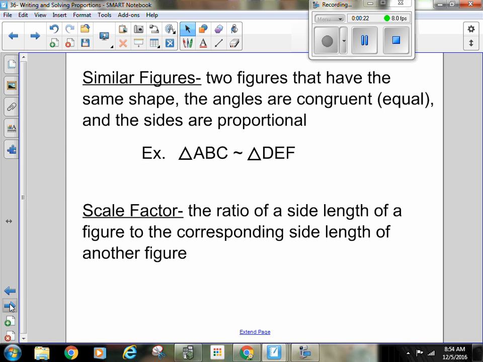We write it in this way: triangle ABC is similar to triangle DEF. So this means similar to. And then we use scale factor, which is a ratio of a side length of a figure to the corresponding side length of another figure. And so we'll talk about that a little bit later. We use scale factor with similar figures.